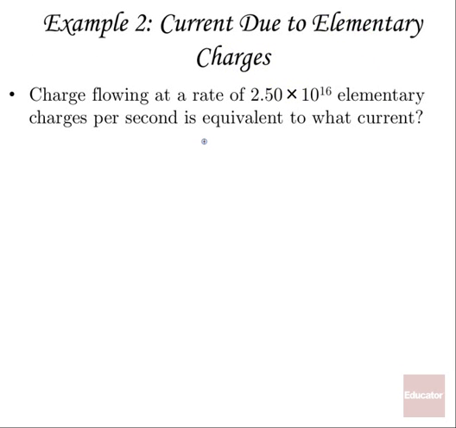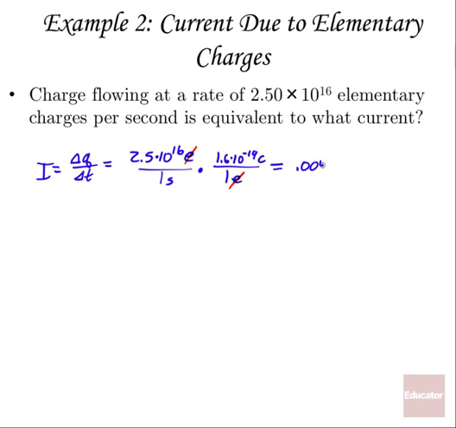How about current due to elementary charges? Charge flowing at a rate of 2.5 times 10 to the 16th elementary charges per second is equivalent to what current? Well, same formula, I equals delta Q over delta T, but now we've got to convert this into coulombs first. So that's going to be 2.5 times 10 to the 16th elementary charges per second. And if I want elementary charges to go away, one elementary charge is equal to 1.6 times 10 to the minus 19 coulombs. Units of elementary charges will cancel out, and I'll be left with a current of about 0.004 amperes, or amps.